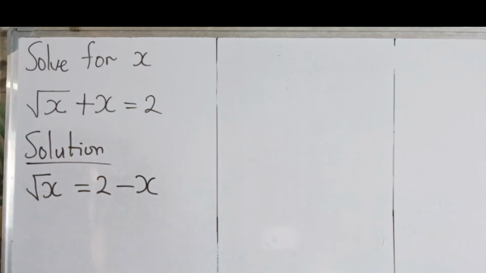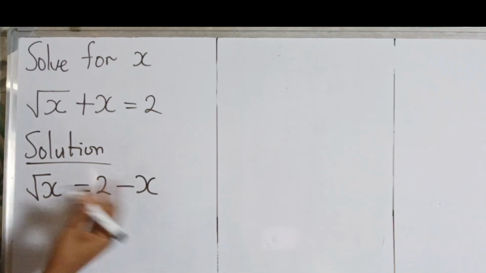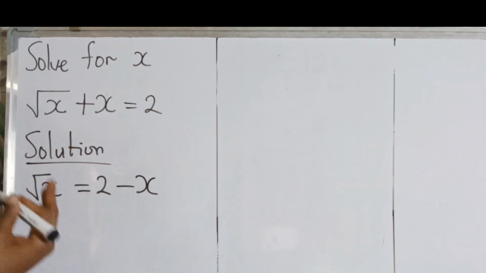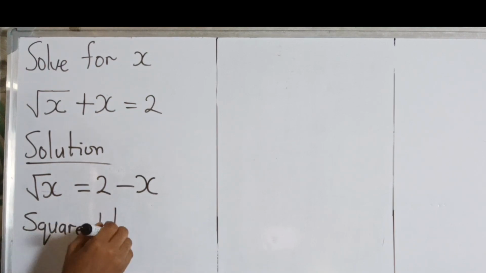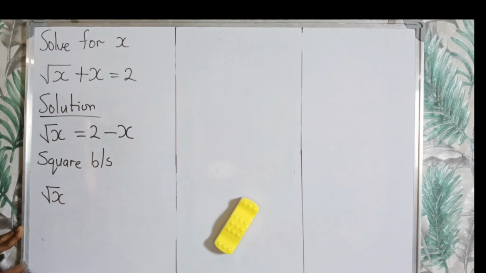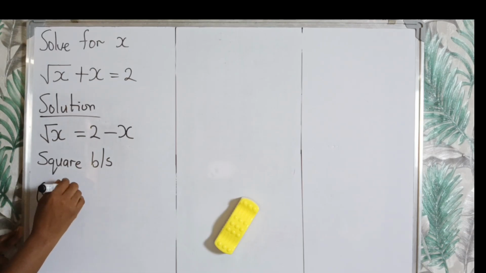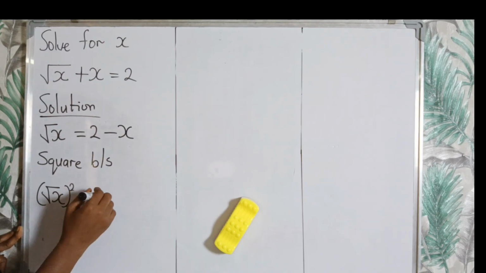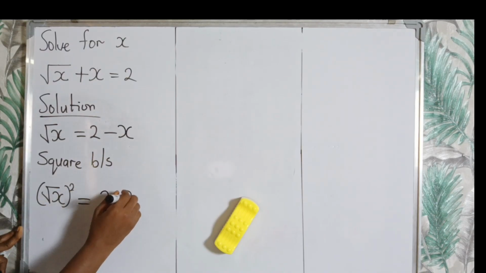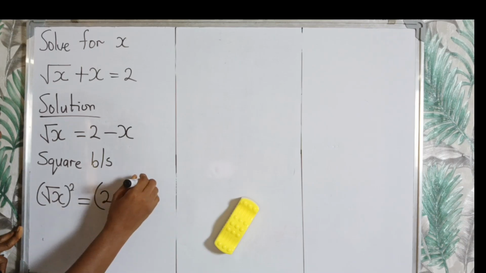Okay, so what's the next thing to do? We have to square both sides. The reason we are squaring both sides is to remove this square root. So square both sides. So now we are going to have root x squared is now equal to 2 minus x all squared.